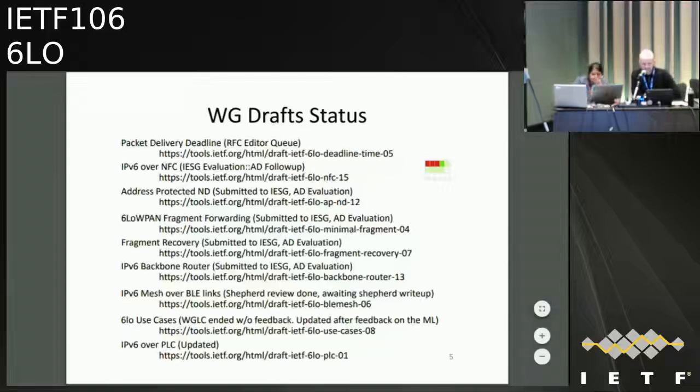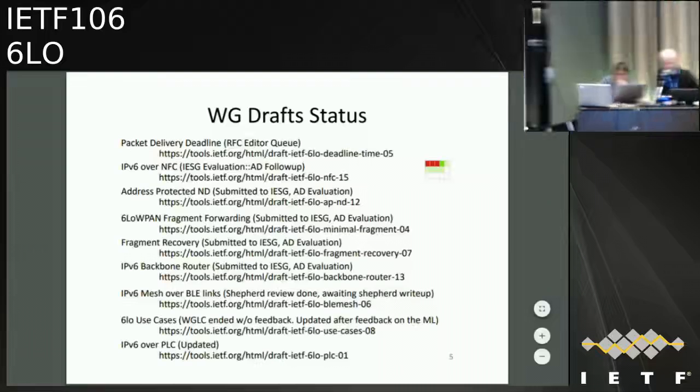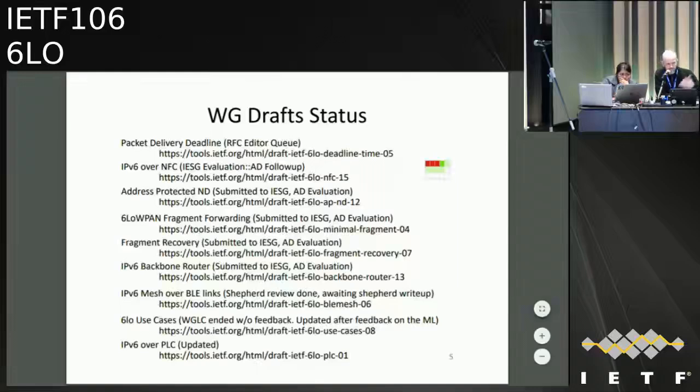So then there are the next 3 documents which have recently entered the AD evaluation state. The first 2 are 6LoWPAN fragment forwarding and fragment recovery, the ones related to fragmentation. The first one, 6LoWPAN fragment forwarding, has already been evaluated by the Internet Area Directorate. Actually, Dave Taylor provided a review and has engaged in discussion with the authors. So thank you very much, Dave, for this. Then the next one is the fragment recovery draft, which is expected to be reviewed by the Internet Area Directorate by the end of this month.